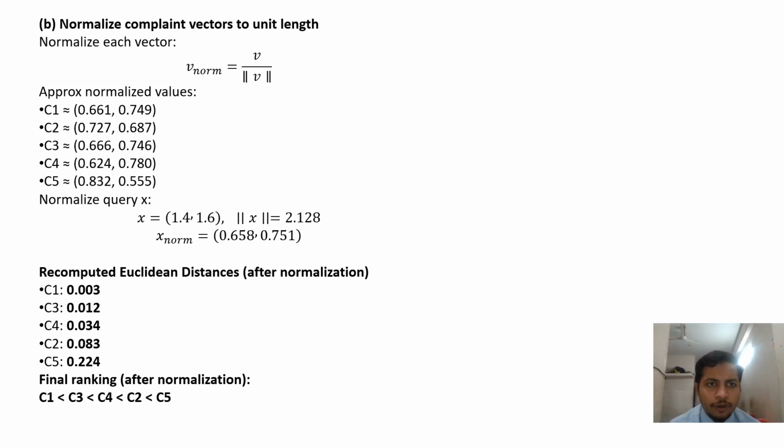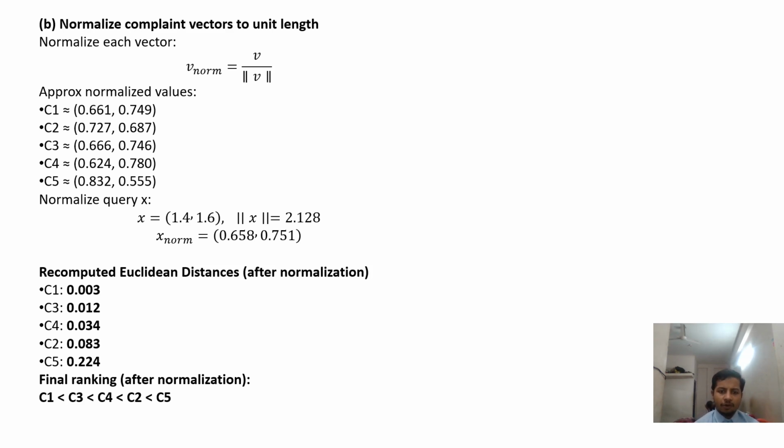Now normalize the complaint vectors to unit length. Normalized vector v norm equals v upon the magnitude of v. Approximate normalized values: C1 is approximately 0.661, 0.749. C2 approximately 0.727, 0.687. C3 is 0.666, 0.746. C4 is 0.624, 0.780. C5 is 0.832, 0.345. Normalized query x equals 1.4, 1.6. Magnitude of x equals 2.128, so x norm equals 0.658, 0.751.